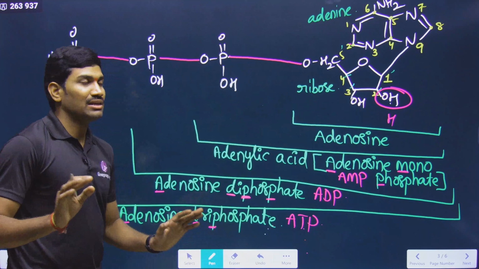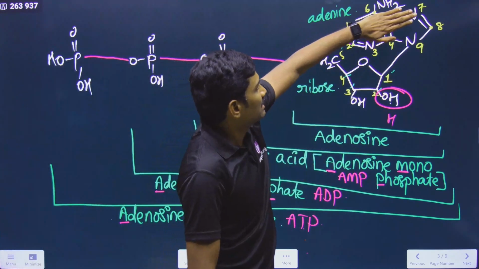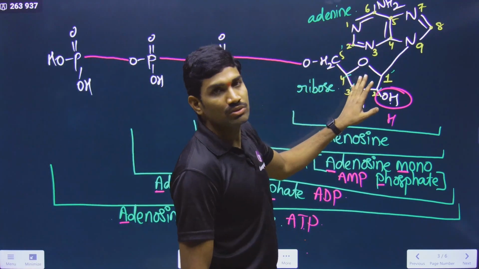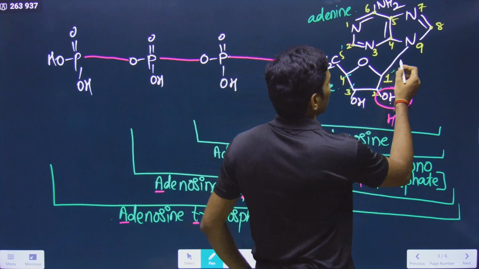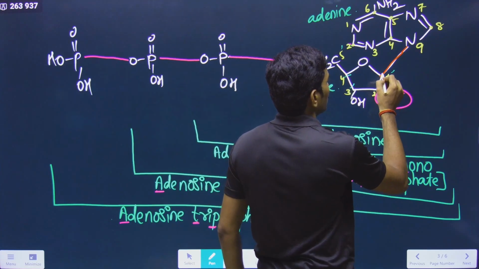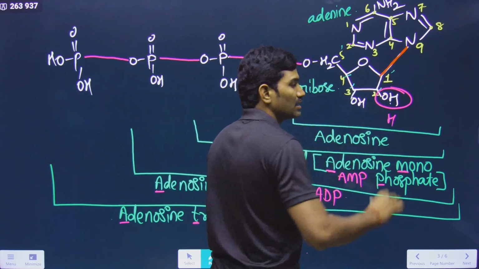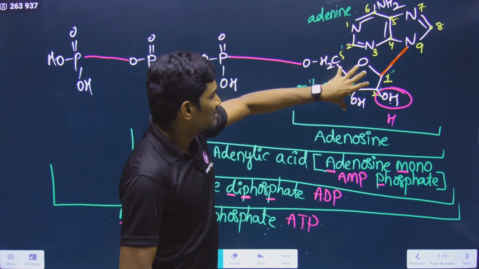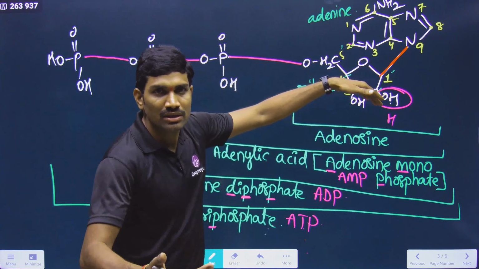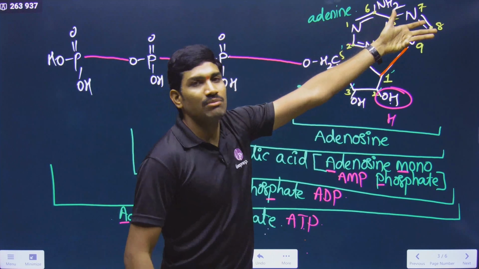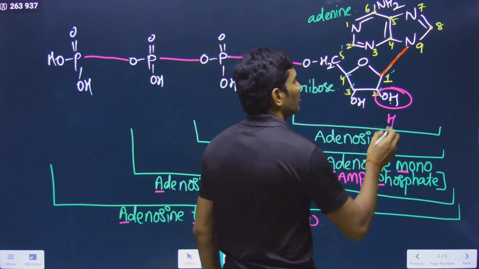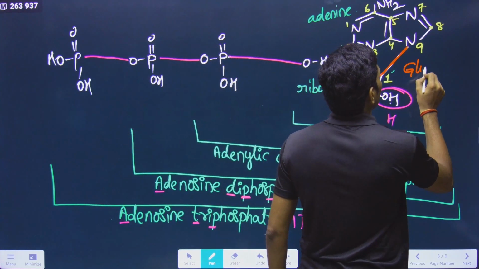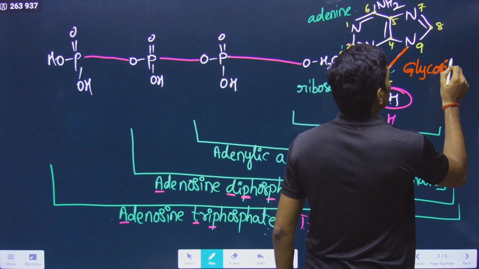Observe this content very carefully. This is the nitrogenous base and this is the sugar. Between this is the bond, right? This is the bond that we are talking about here. And what is the name of that particular bond? Since this is the sugar, ribose is a sugar. Since sugar is involved in the bonding, it is called a glycosidic bond.